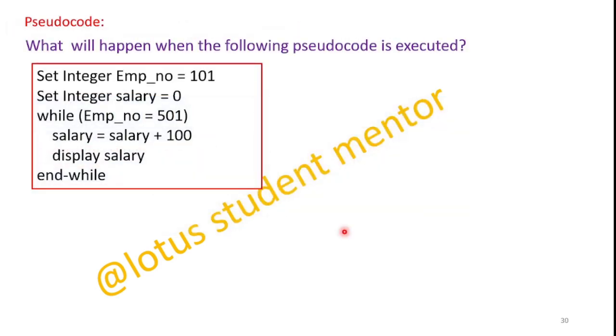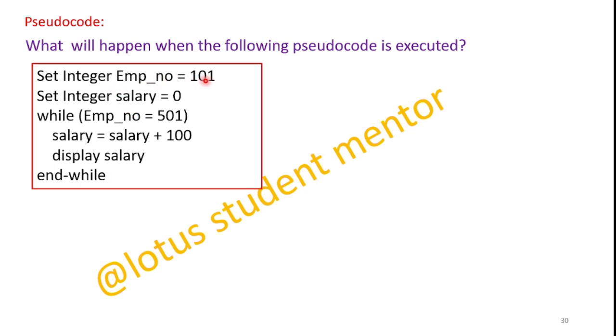This is an example of what will happen when the following pseudocode is executed, a simple example that corporate recruiters ask in interviews. Set integer employee number equal to 101, set integer salary equal to 0, while employee number equal to 501, salary equals salary plus 100, display salary, end while. What is the output of this pseudocode? I will explain it here.